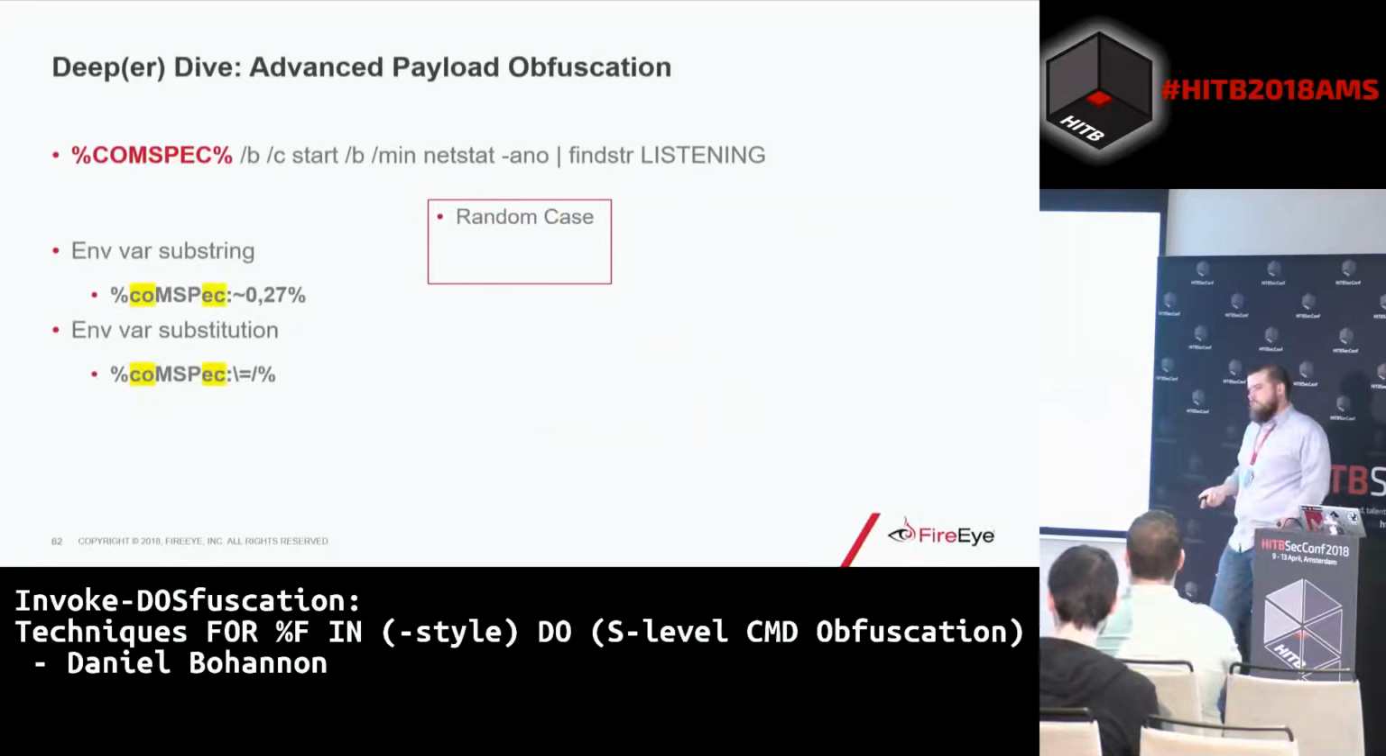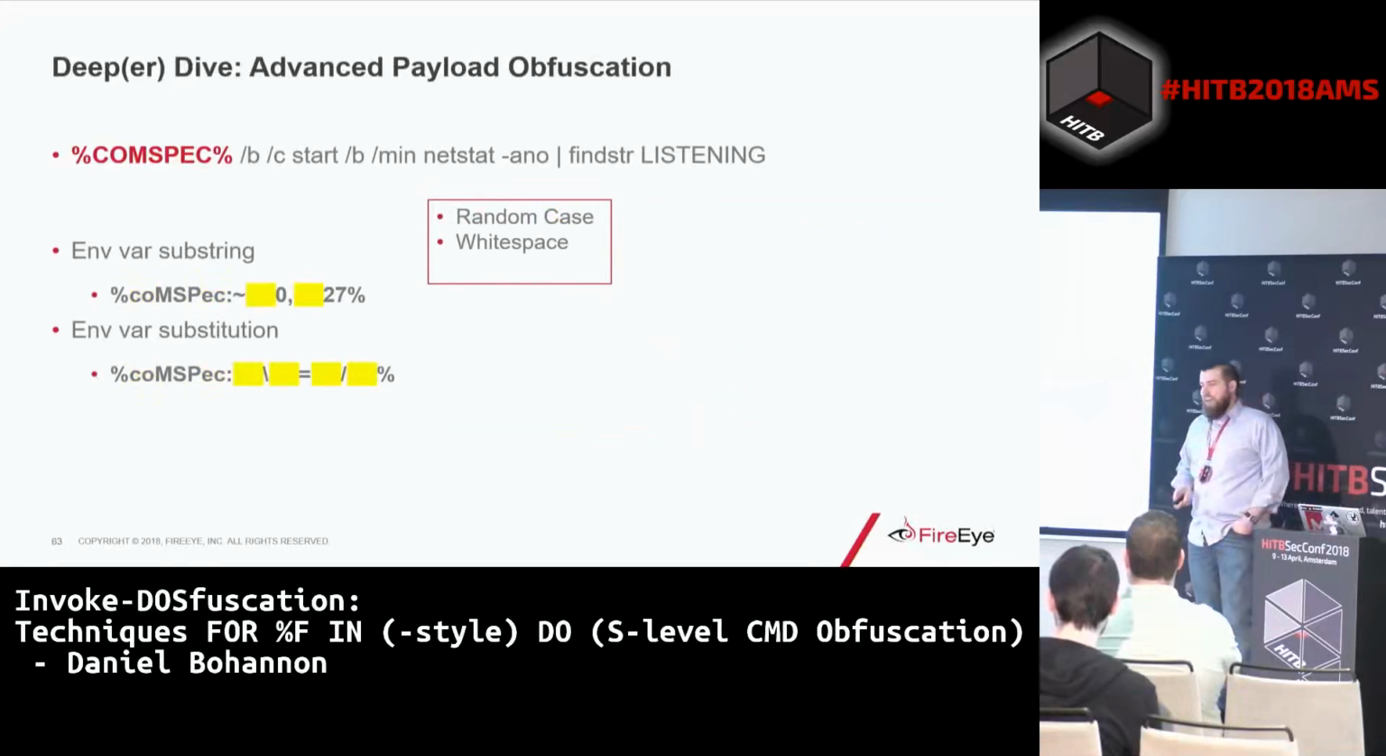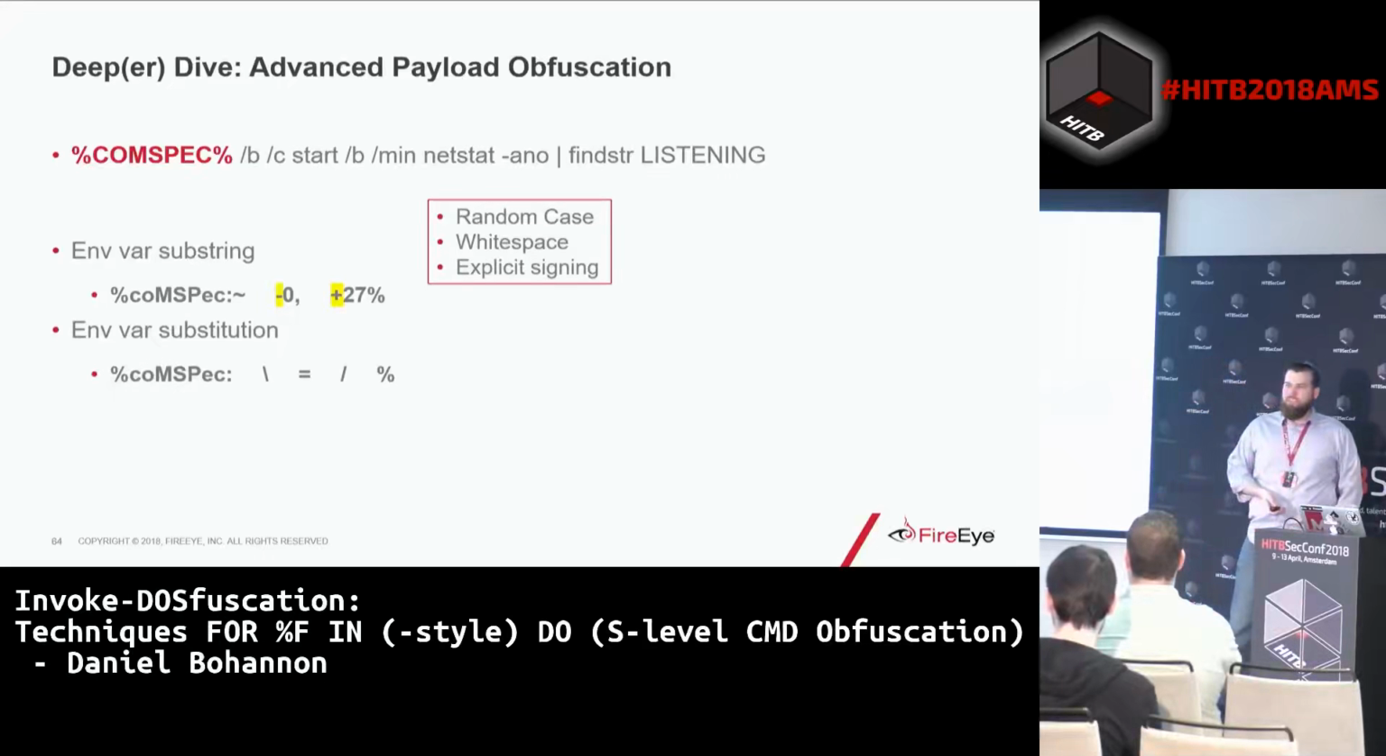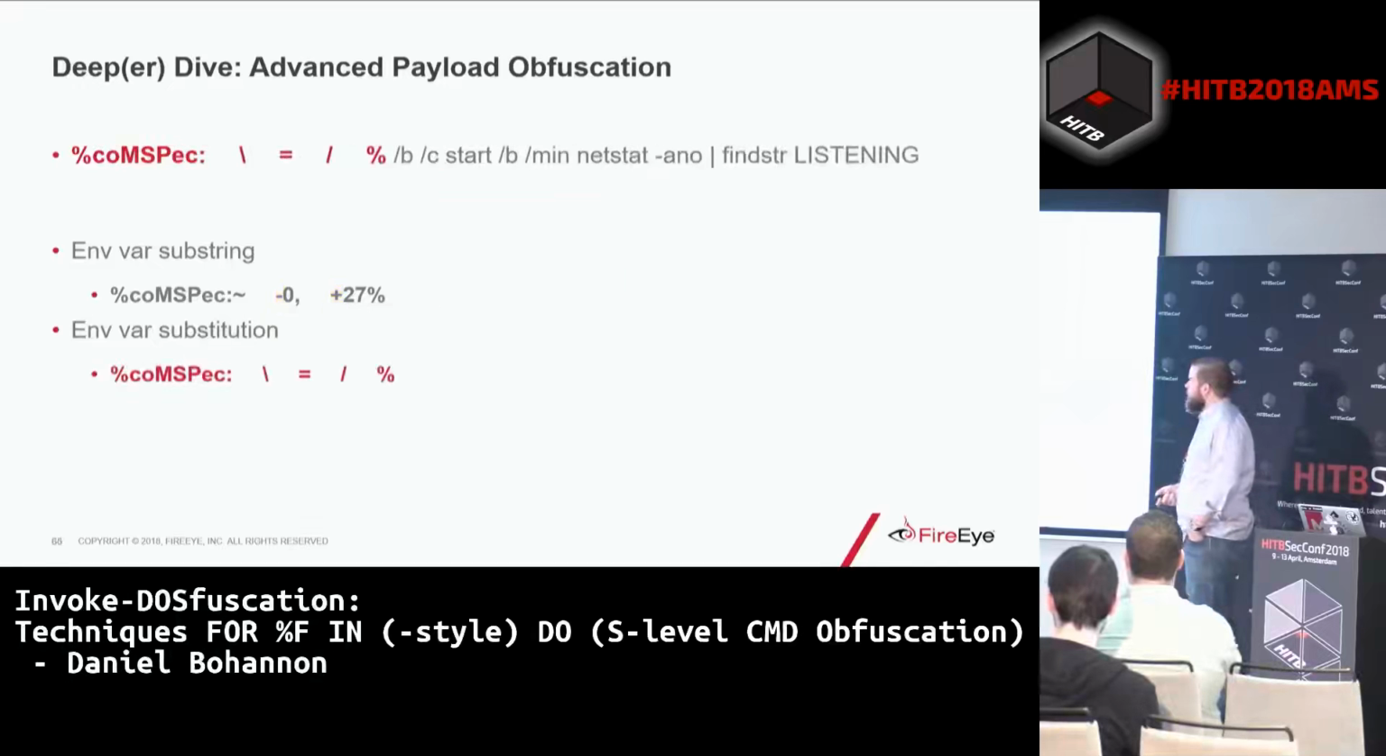We can randomize the case of the environment variable. We can actually add significant white space in certain places for these environment variables. And then we can explicitly sign the indexes. I don't know about you, but seeing a positive or negative signed 0 is kind of a suspicious thing on the command line, but technically it's possible. So we'll go with a second option and put that back into our command.